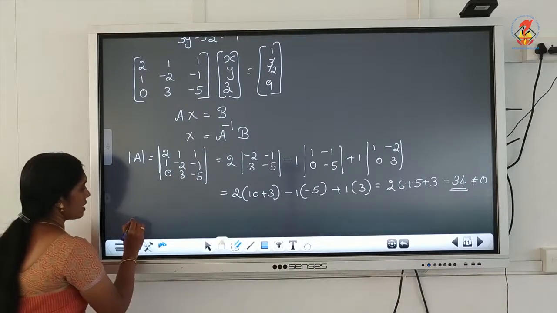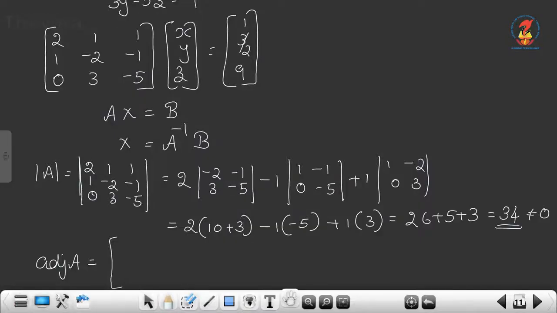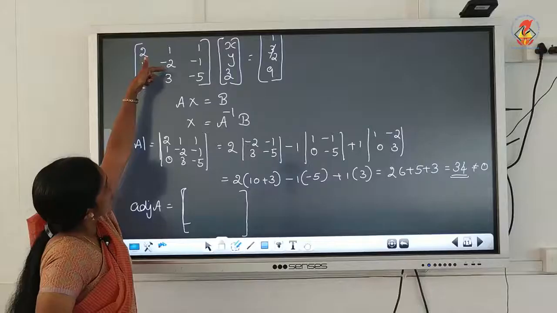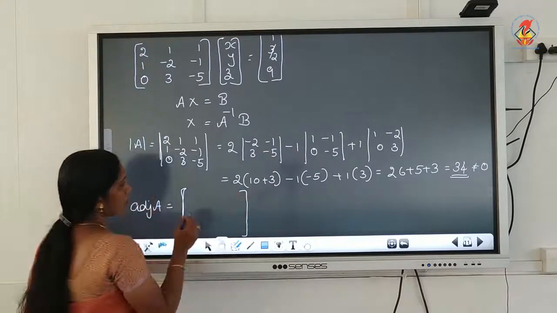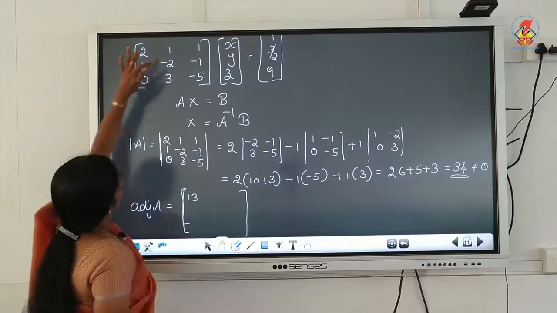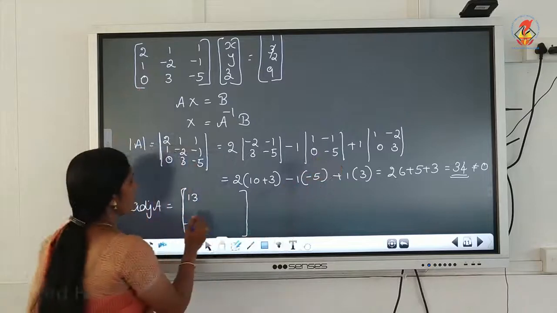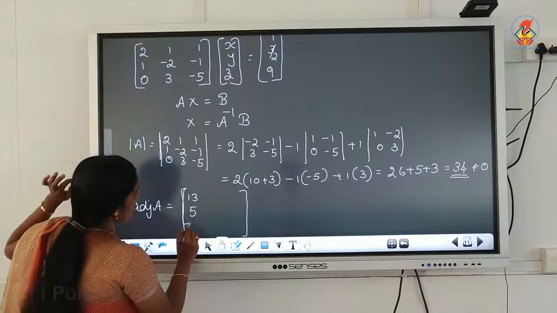So next is the adjoint of A. Adjoint of A is equal to, for the first element, delete the row and column. So we get minus 2, minus 1, 3, minus 5. 10 plus 3 is 13. The next element, 1, minus 1, 0, minus 5, that is minus 5, but we have to change the sign. The third one is 3, it is positive 3.